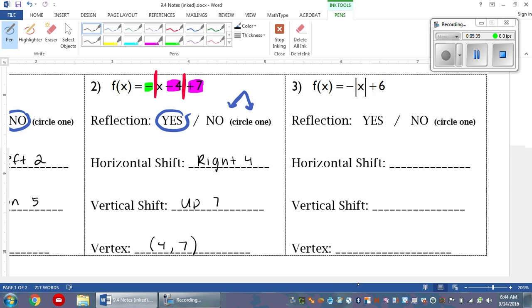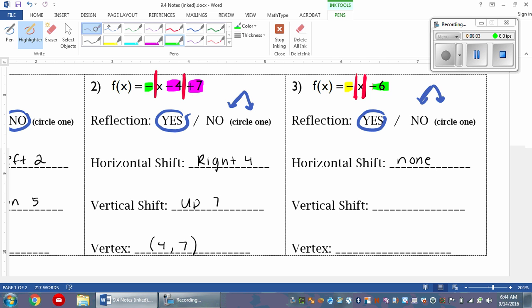All right, and lastly, number 3. Again, I'm dealing with a V-shaped graph because you see those absolute value bars. But again, you see a negative sign in front. That shows you that there is going to be a reflection and it's going to open downward. Now, do you notice there's not a number inside the absolute value bars? That means there is not a horizontal shift.